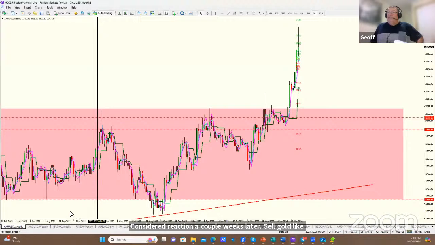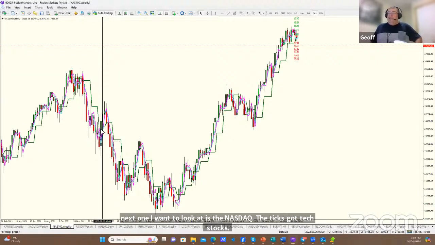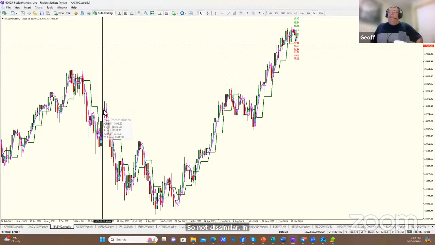Interesting. The next one I want to look at is the NASDAQ, the tech stocks. So not dissimilar in that we had a rally, but a very, very short-lived one, and then price plummeted amazingly through the previous support level and found a base 6 or 7 months later in September. And since then, well, you know what happened since then.